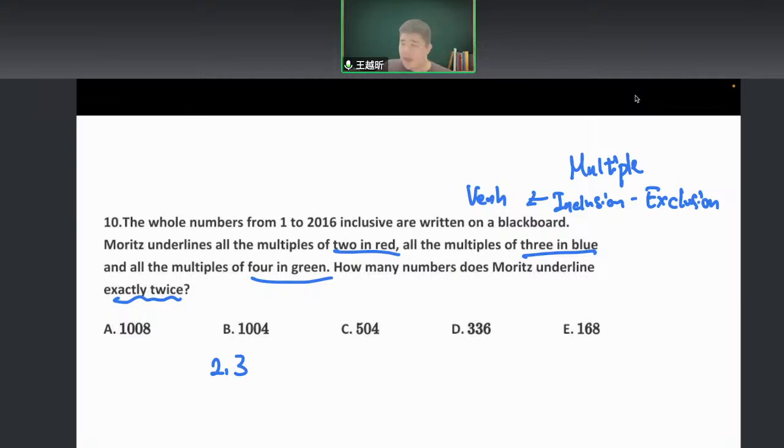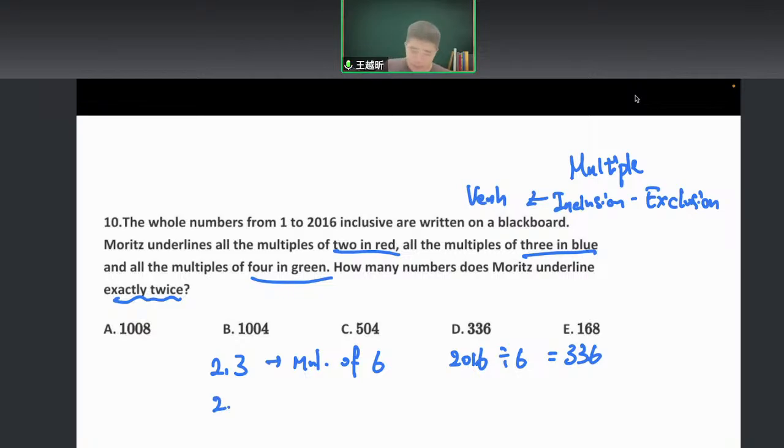And so here is what we test about the multiples. A multiple of 2 and also a multiple of 3 means it is a multiple of 6. So we try to find out how many multiples of 6 we have in 2016 numbers. So 2016 divided by 6 will give you 336.